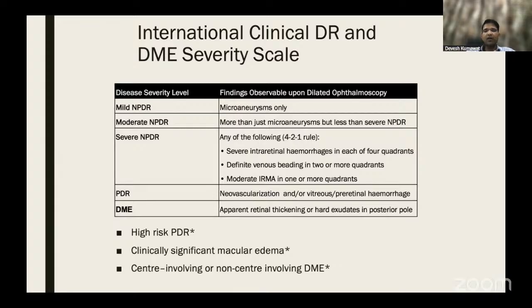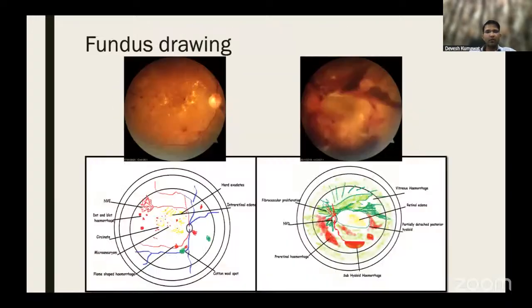Now, high-risk PDR, as has been defined by the Diabetic Retinopathy Study, DRS, you should be aware what is high-risk PDR and what is early PDR, then clinically significant macular edema as described by ETDRS, and then center involving and non-center involving DME, which is recently used, but it is not based on clinical examination. It is an OCT-based examination, but you need to be aware of that as well.